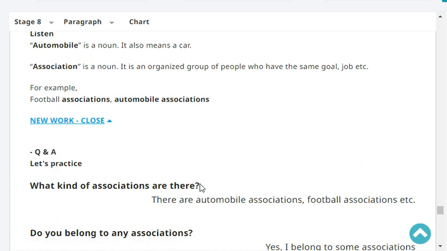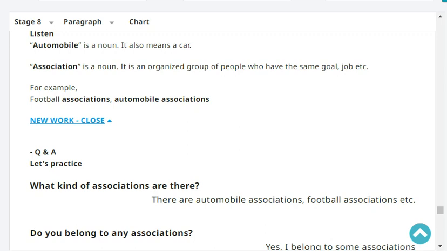Automobile. Very good. Okay, listen. Automobile is a noun. It also means car. Association is a noun. It is an organized group of people who have the same goal, job, etc. For example, football associations or automobile associations.